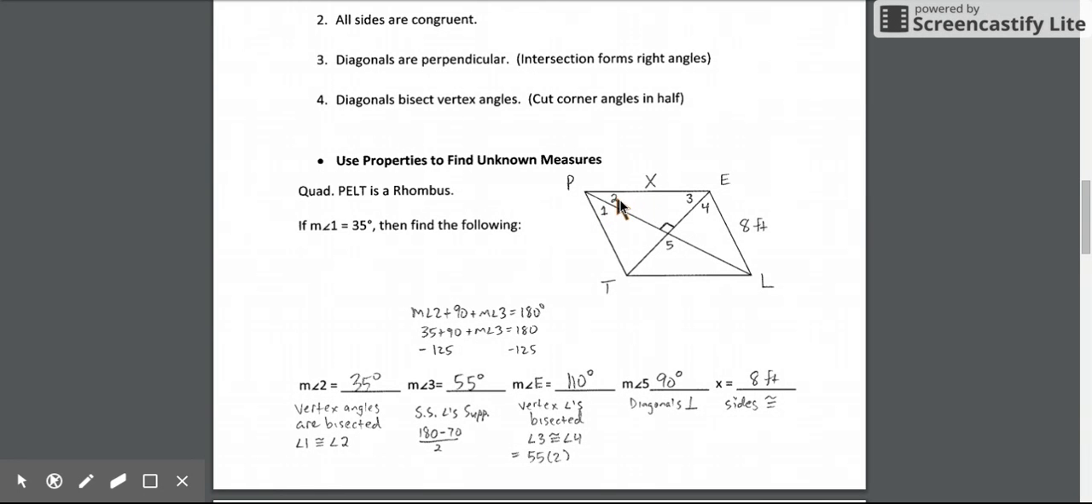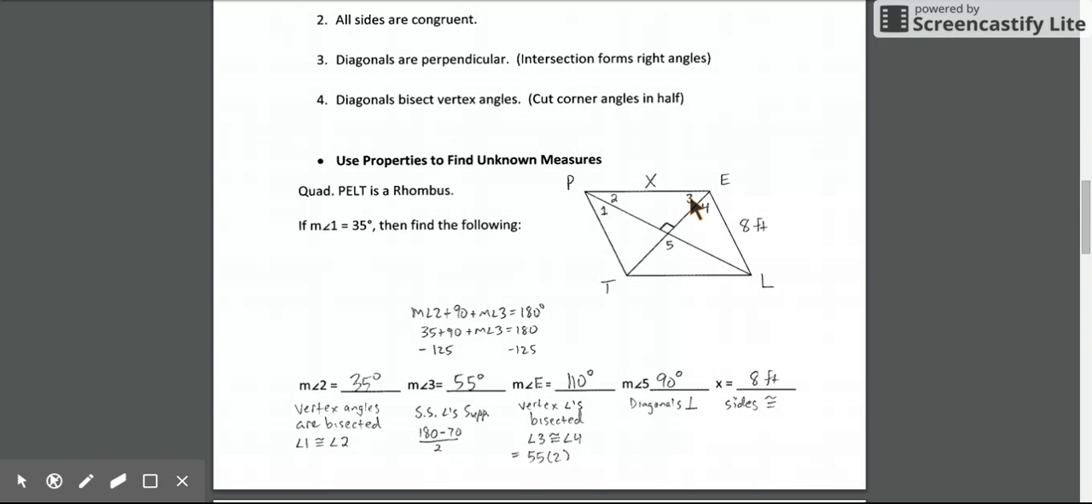If angle 2 is 35 and we have a right angle in this triangle, then we can use that information to solve for angle 3. If I know that the three angles in a triangle add up to 180, then I can just subtract the measurement of angle 2 and this right angle from 180, and I can get the measurement of angle 3.